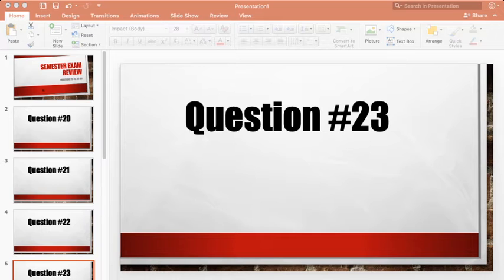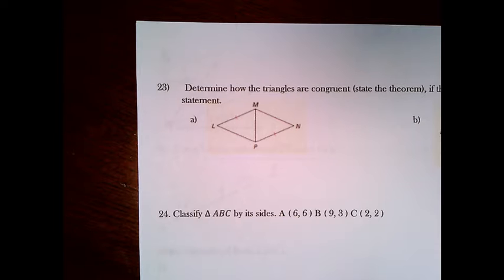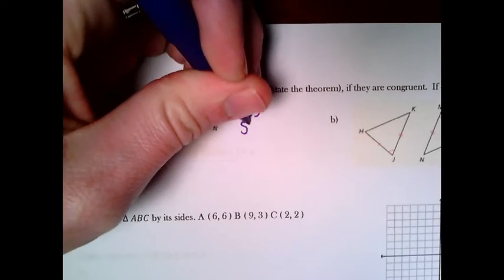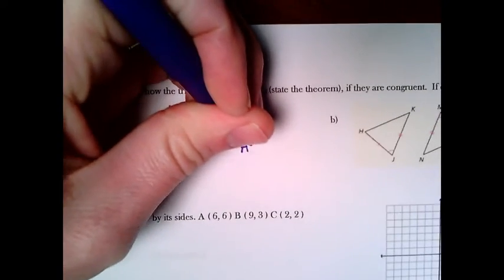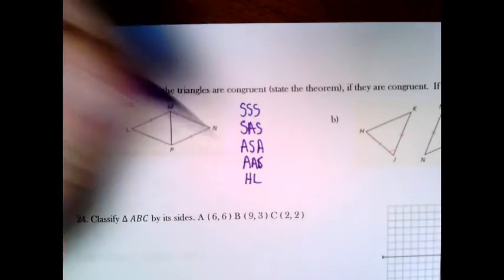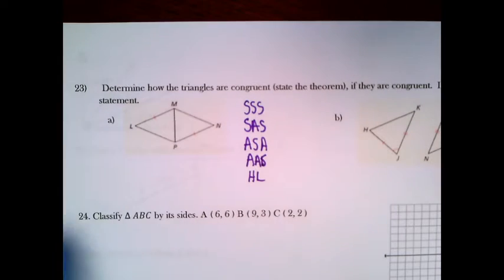Question 23. Give me a second to get on that page. Okay, 23 has two parts. If you look at it, there's part A, part B. So as you're studying these, we talk about my Fab 5. So I've got side-side-side, side-angle-side, angle-side-angle, angle-angle-side, and hypotenuse-leg. Those are my 5 I can pick from. So I got to figure out, can I do that?